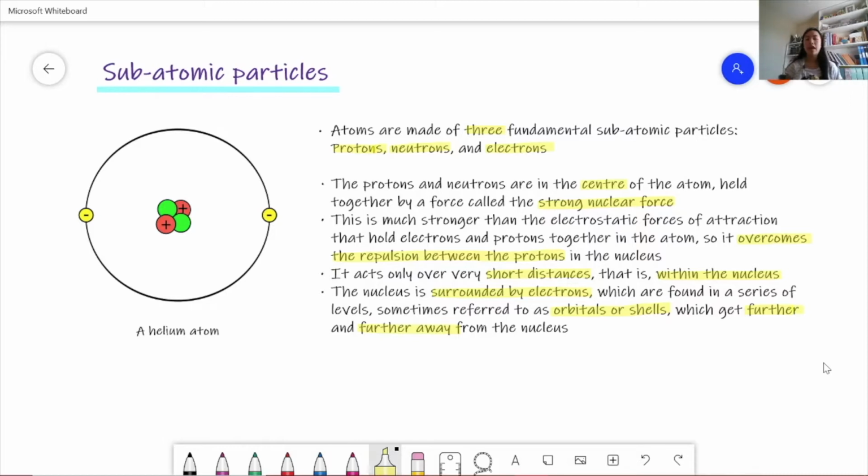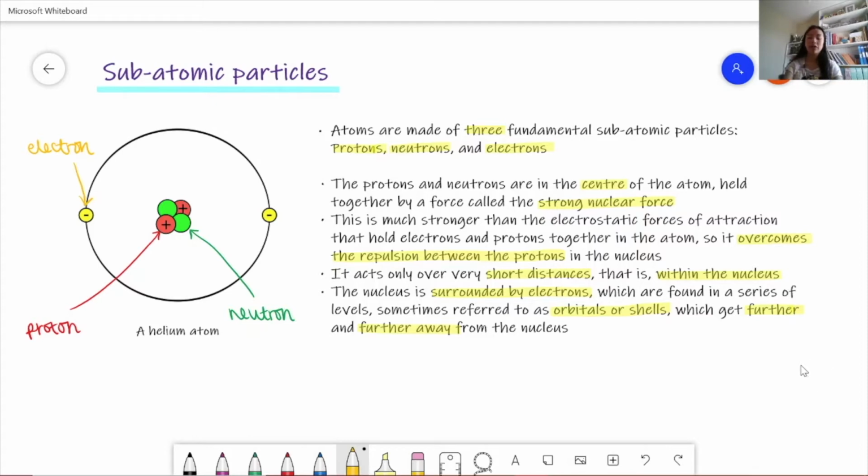And so looking at this example of a helium atom, here we have a proton. So it's a positively charged subatomic particle which is found in the nucleus. And then this green one here is a neutron because it's also found in the nucleus, but it doesn't have a charge. And the yellow one is our electron. Because it's in a shell or an orbital around this nucleus.